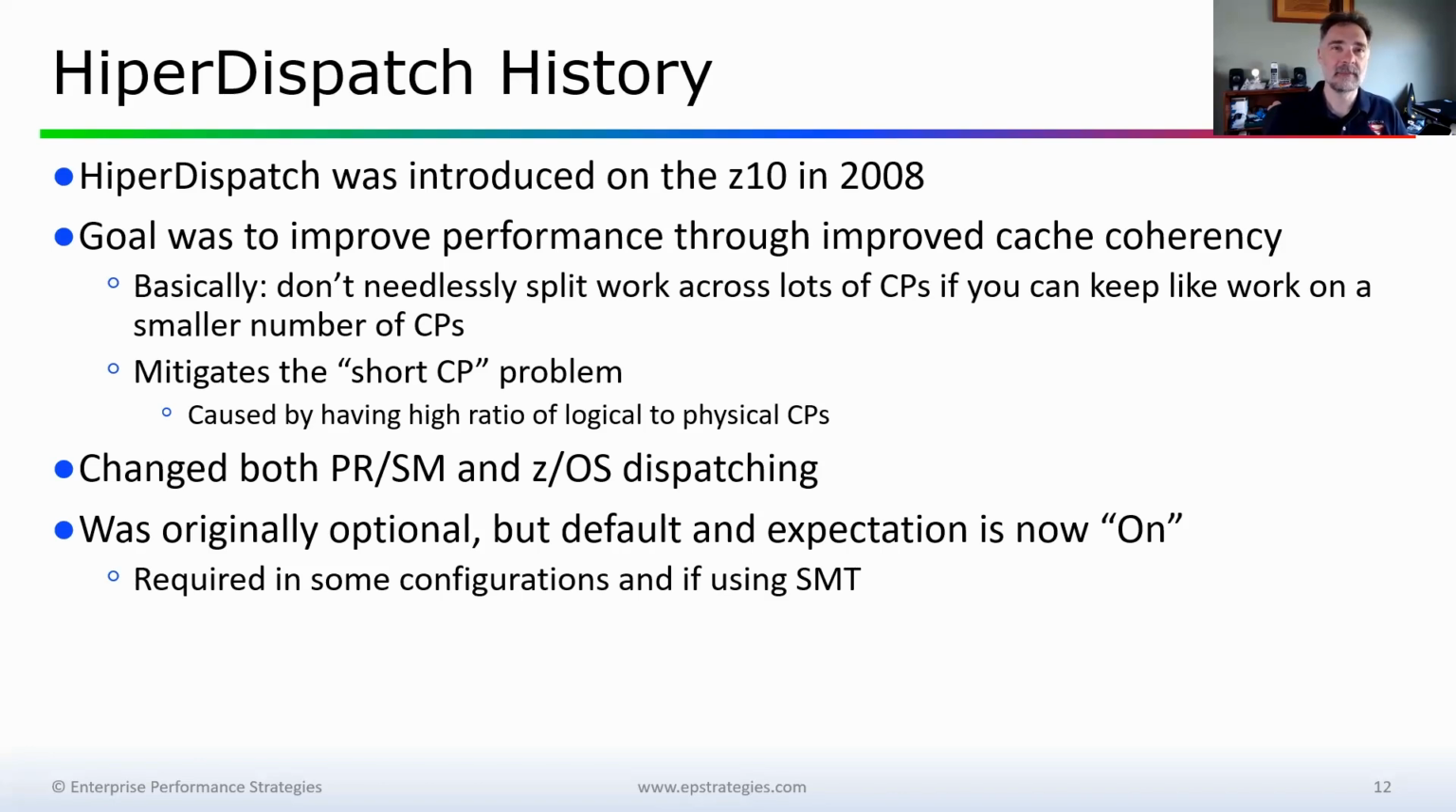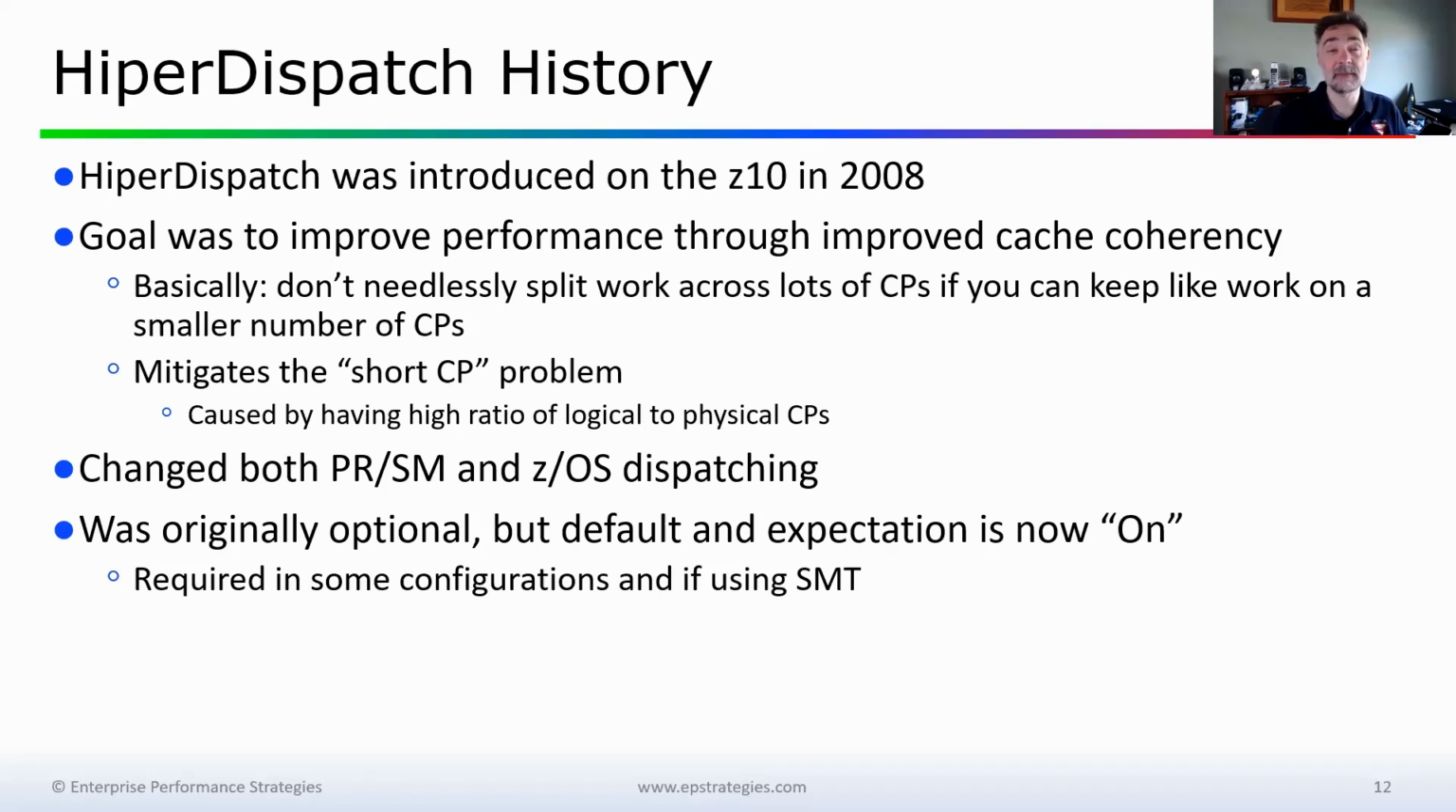Now, the issue that HiperDispatch was trying to deal with was avoiding splitting work across lots of CPs and instead trying to focus the work for a given LPAR on a smaller number of CPs, thereby reducing contention between LPARs for that very valuable and important processor cache resources.